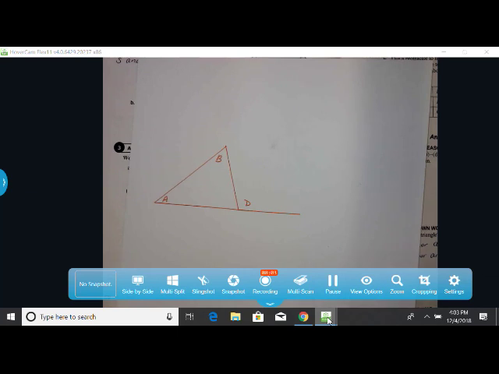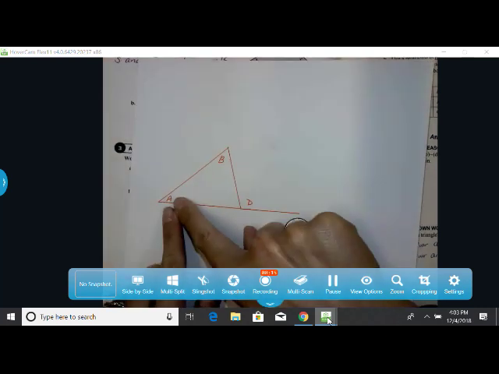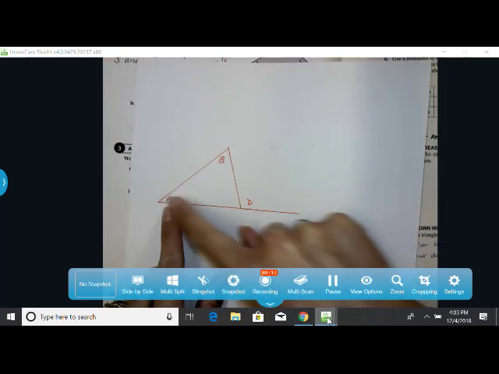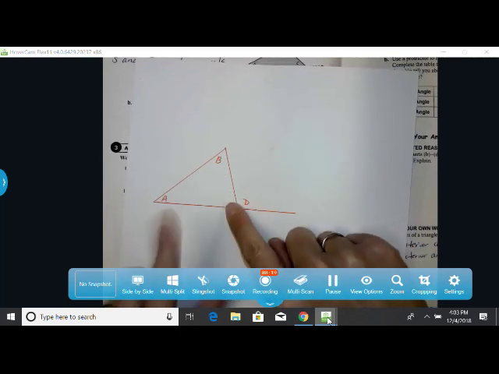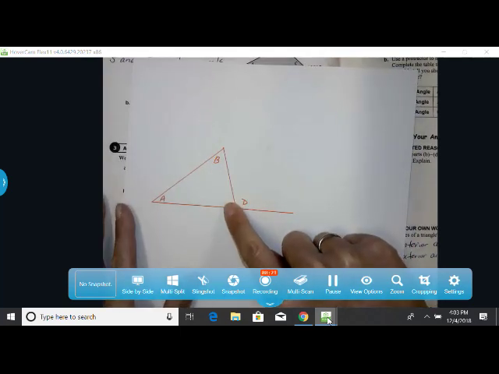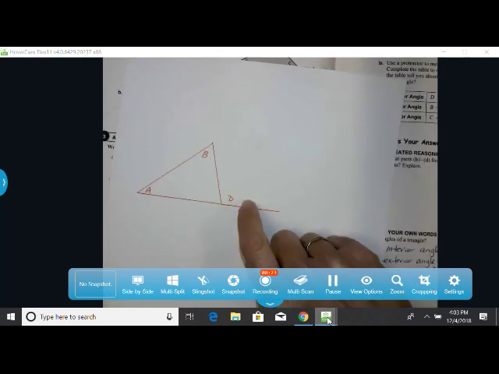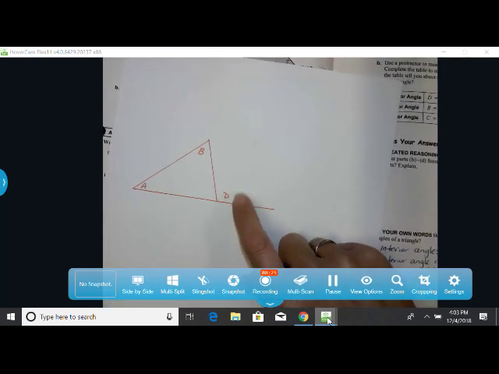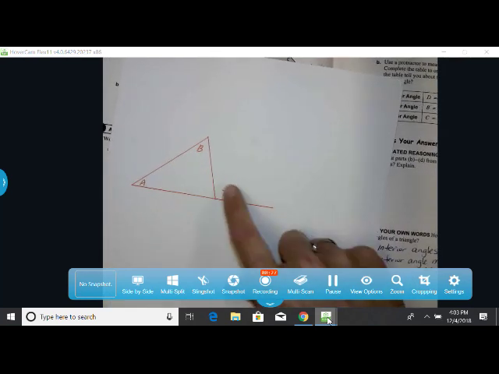So when talking about angles of triangles, we know some important facts about all triangles. The first is that the sum of the interior angles, A plus B plus C, the angles inside of a triangle, always add up to 180. But what is the relationship between the interior angles and this exterior angle?